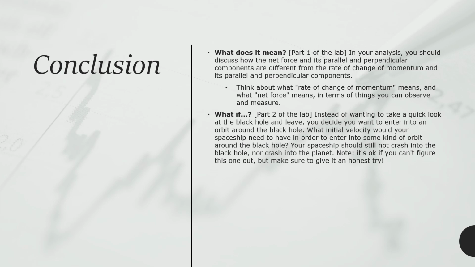And then for the initial velocity we would need to enter orbit around the black hole, you would need to decrease your velocity in the x direction and increase your velocity in the y direction. The magnitudes of both of those would have to change in that way.